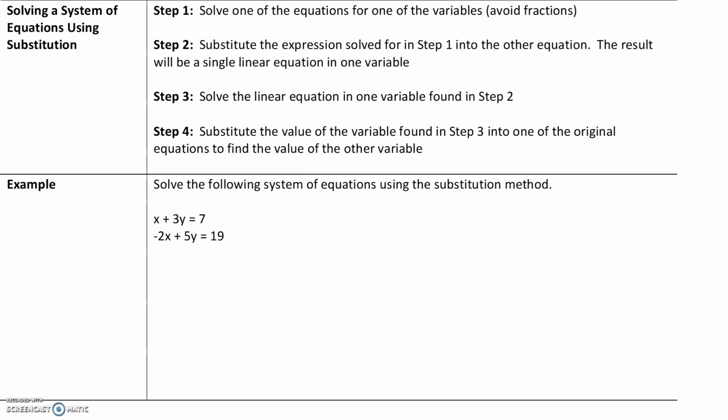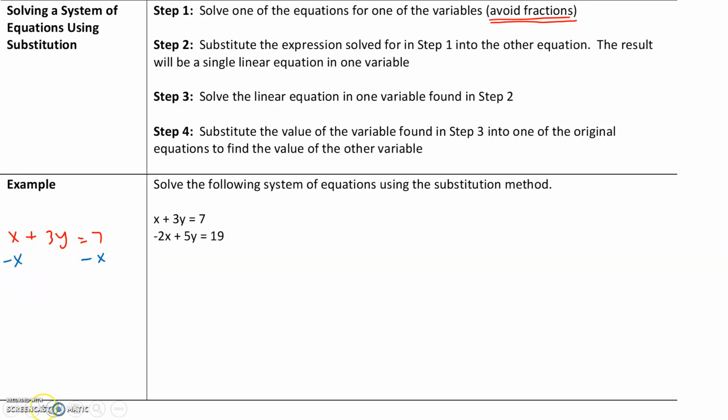So step 1, solve one of the equations for one of the variables. And this here is important. In that first step, we must avoid fractions. Now let me show you an incorrect way of doing this. I have x plus 3y equals 7. We're usually used to solving for y. So let's say I decide to solve for y, because the first step says solve one of the equations for one of the variables. So I take the first equation and I solve it for y as we usually do.